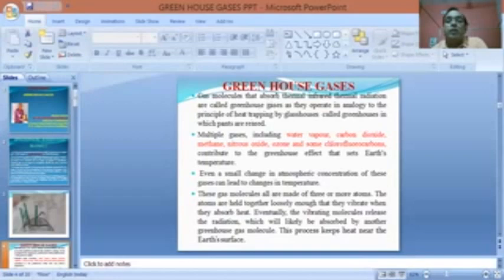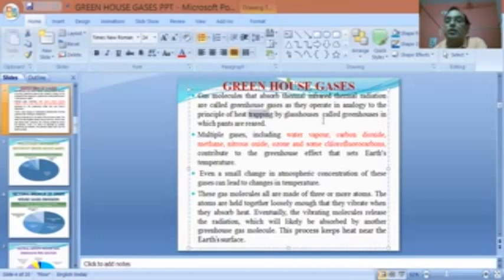So thermal infrared radiations are absorbed by the gas molecules, which is analogous to the heat trapping by the glass house effect. This is called the greenhouse effect, and the gases which trap the thermal radiation are called greenhouse gases. There are many greenhouse gases, of which water vapor, carbon dioxide, methane, nitrous oxide, ozone, and some chlorofluorocarbons are important. They contribute to the warming of the earth because they play a main role in reflecting back the thermal radiation towards the earth, and thereby they act as a blanket of warmness over the earth.